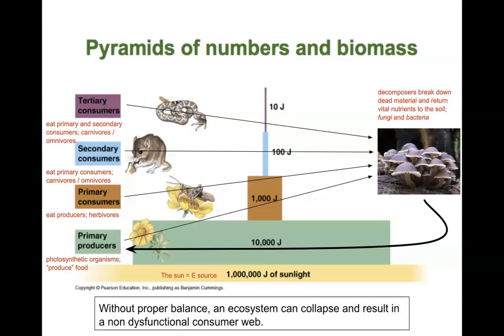Without a proper balance, it's a pyramid for a reason. An ecosystem can collapse and result in a dysfunctional web. So what I mean by that is if I end up having a lot more tertiary consumers than I do secondary consumers, that ecosystem will malfunction. If I end up having a lot more secondary consumers than I do primary consumers, that ecosystem will malfunction.